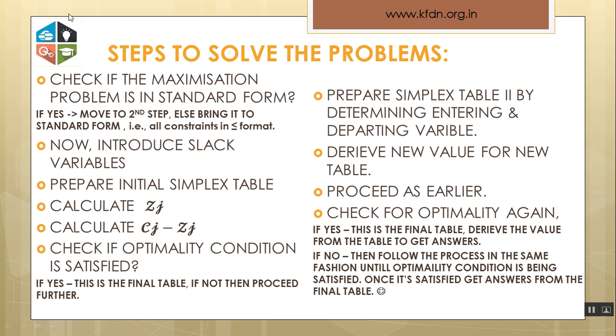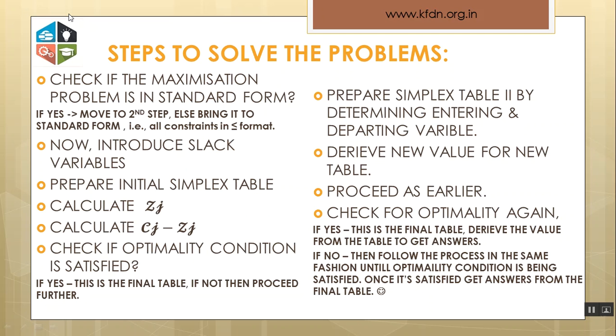Now there are some steps to solve the problems. First step is to check if the problem is in its standard form, which means the problem contains the less than or equal to sign. Now introduce slack variables. The third step is to prepare the simplex table. Fourth step is to calculate Zj. Fifth step is to calculate Cj minus Zj. The next step is to check if the optimality condition is satisfied. If after calculating Cj minus Zj, the optimality condition is satisfied, you can stop there and you know that this is the final table and you can get your answers from the final table.